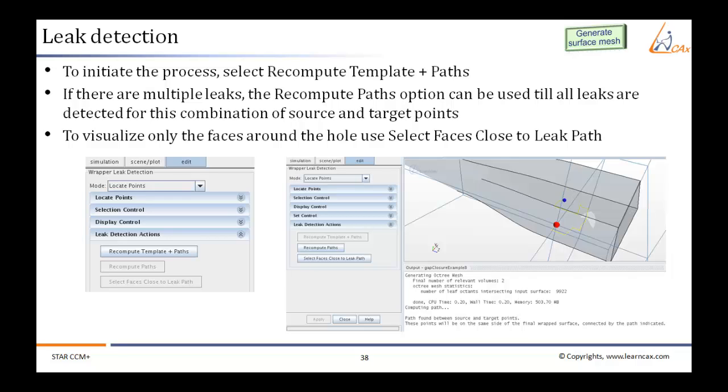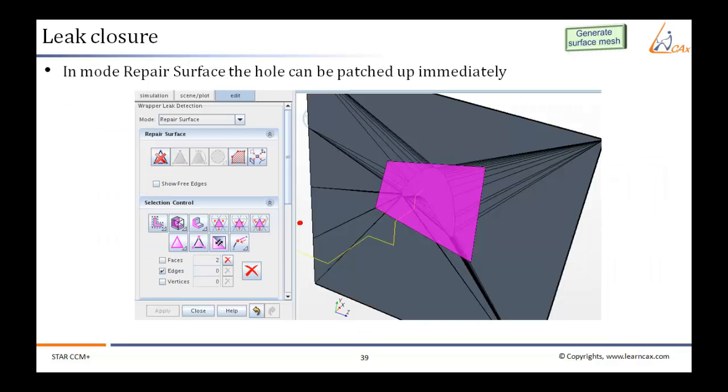To visualize only the faces around the hole, use Select Faces Close to leak path. Finally, after detecting leaks, we need to close those leaks. For this, in Mode Repair Surface, the hole can be patched up immediately.